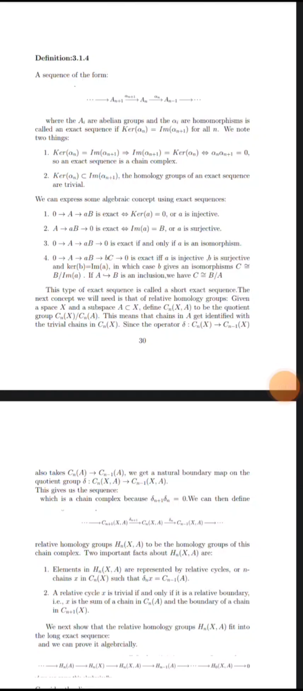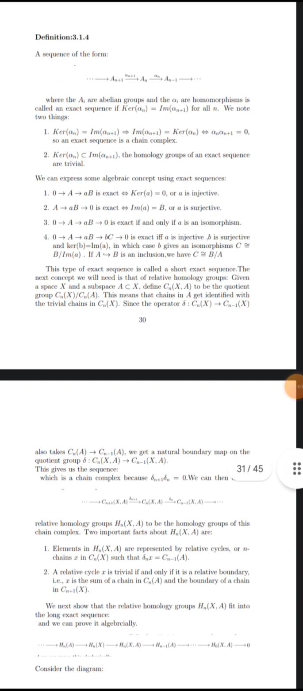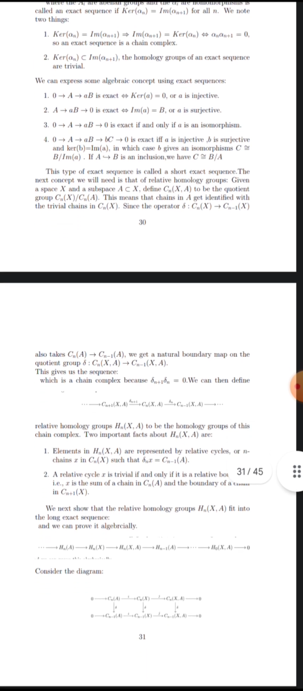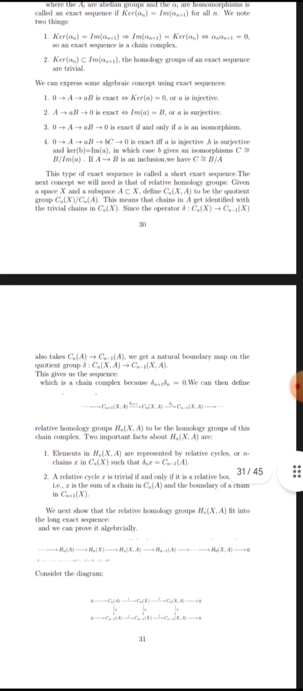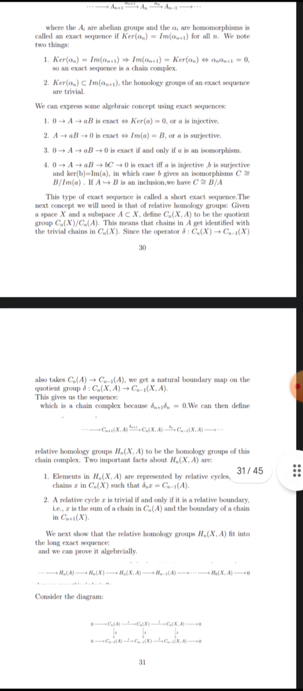Next definition, a sequence of the form An plus 1 to An to An minus 1, where the Ai's are abelian groups and alpha is a homomorphism, is called an exact sequence if kernel of alpha n is equal to image of alpha n plus 1 for all n. We have to note two things. Kernel alpha n is equal to image alpha n plus 1. This implies image alpha n plus 1 is contained in kernel alpha n, since alpha n composed with alpha n plus 1 is equal to 0.